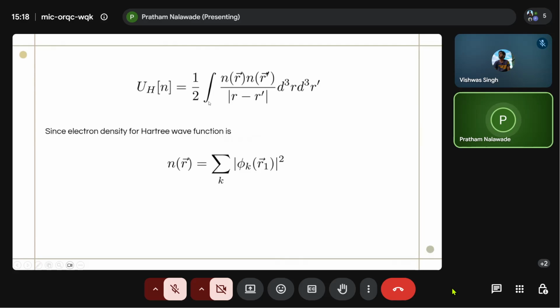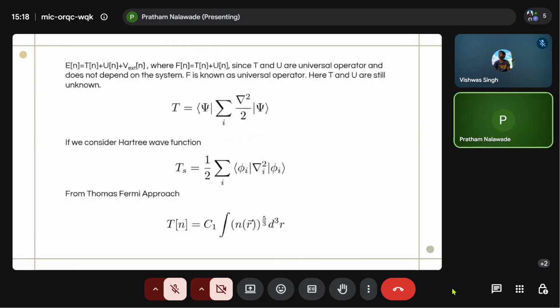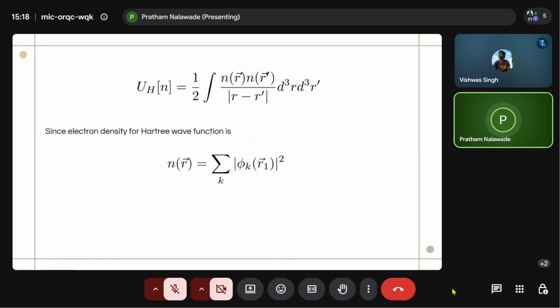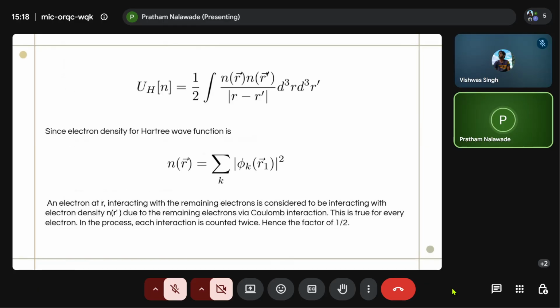So we have written U in terms of density, T in terms of density, and also the external potential. Everything is now known to us. All three terms we have known in terms of density. This 1/2 factor is multiplied so that we don't double count the interaction. Electron 1 interacting with electron 2 and electron 2 interacting with electron 1 is the same. That is what this half is about.